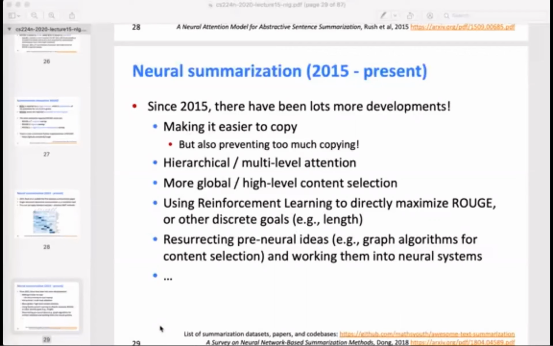Researchers have also done research regarding hierarchical multi-level attention and also coming up with a more global content selection, which would definitely help with the summarization, and we will explain that later. Researchers also did research regarding reinforcement learning to directly maximize ROUGE or other discrete goals, because directly maximizing ROUGE score is non-differentiable. And some of the researchers also worked on resurrecting pre-neural ideas such as graph algorithms for content selection and working them into neural systems.